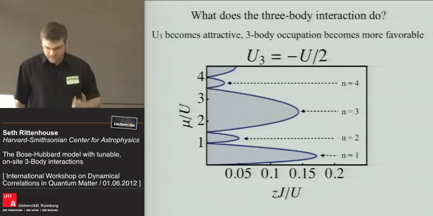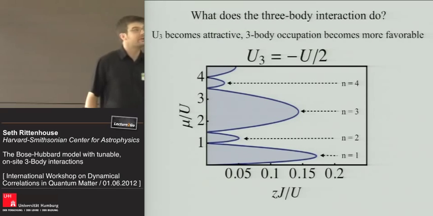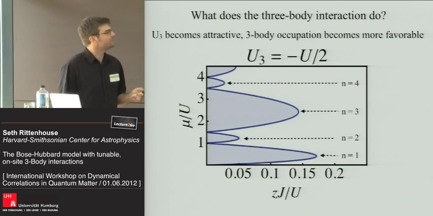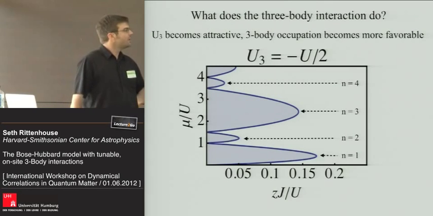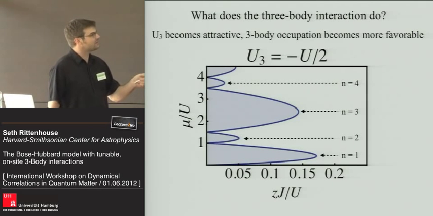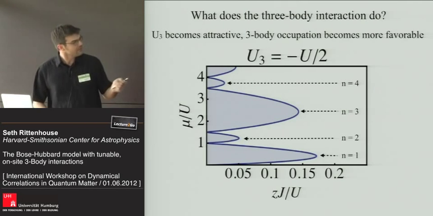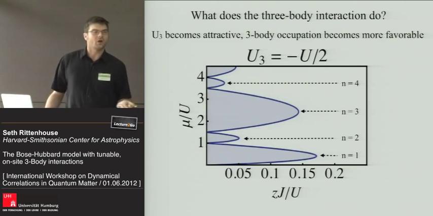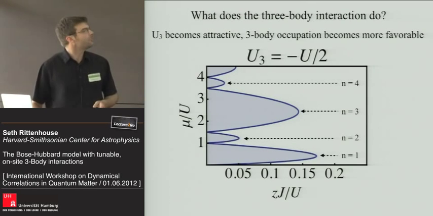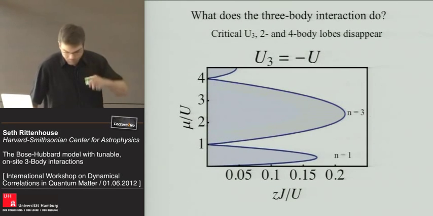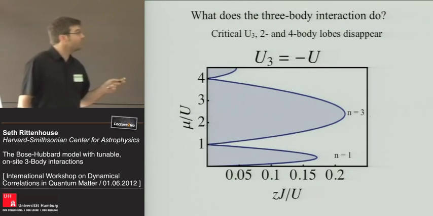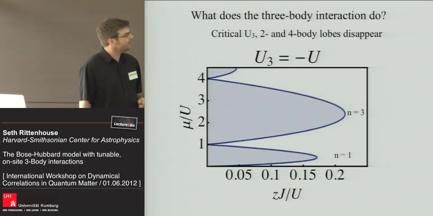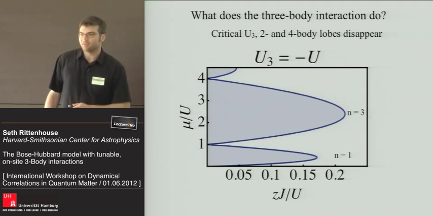Now I'm going to ask, what happens when we make this 3-body interaction attractive and small? Here it is for U3 equals negative 0.5 times U. Maybe it's not too surprising. I thought it was neat that when we make this 3-body interaction attractive, 3-body occupation is enhanced, so the 3-body lobe gets much larger. Simultaneously, the 2-body and 4-body lobes get shrunk down. We're making 2-body and 4-body occupation unfavorable, but 3-body occupation quite favorable. You can tune the 3-body interaction to be more attractive, and at a critical value, U3 equals exactly negative U, the 2-body and 4-body lobes completely disappear. That was kind of neat. We were happy and ready to start publishing papers.